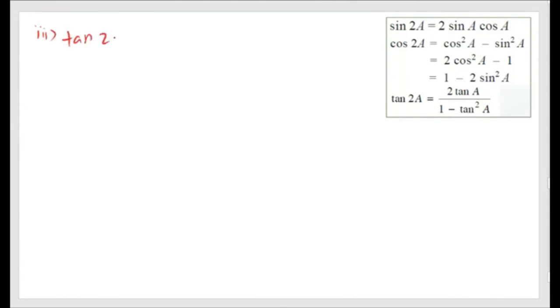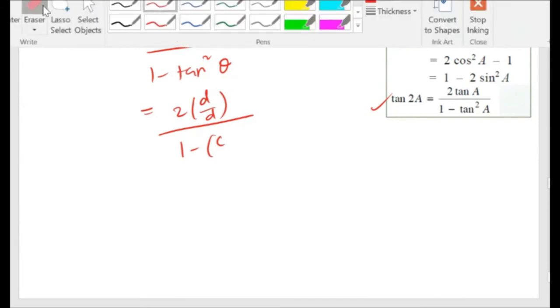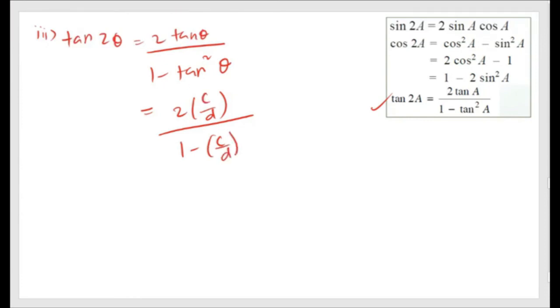And the last one, tangent 2 theta. The third formula: 2 tangent theta over 1 minus tangent square theta. So it's equal to 2 times tangent theta, which is c over d, right? Over 1 minus c over d squared. So we'll get 2c over d, downward is 1 minus c square over d square.